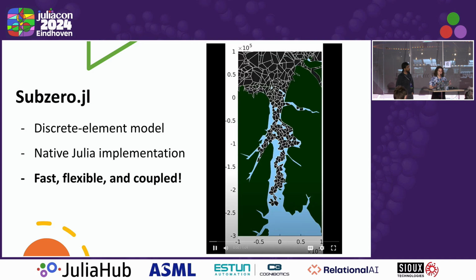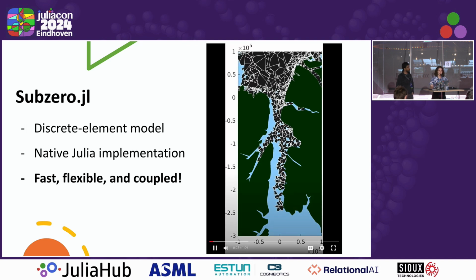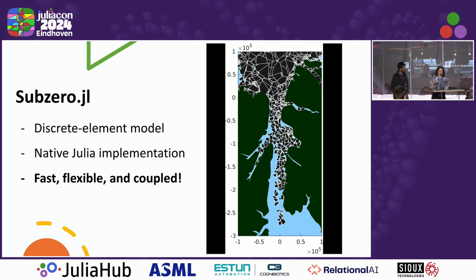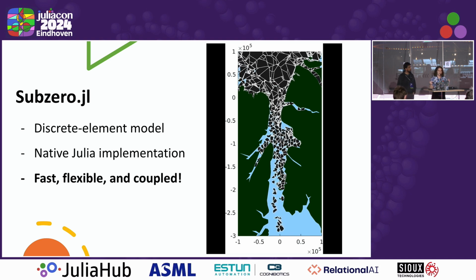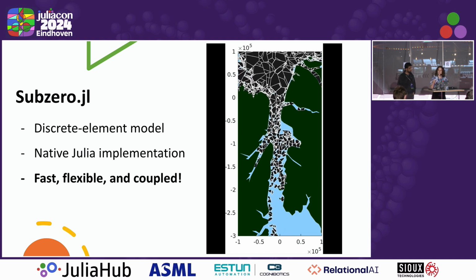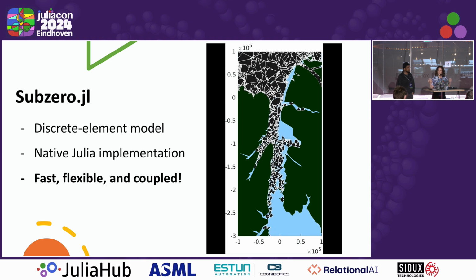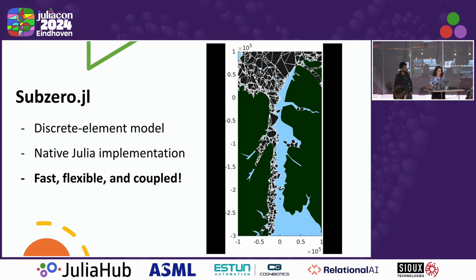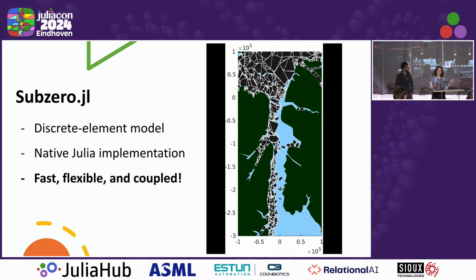And so that's where Subzero comes in. This is a discrete element model. Basically each individual piece of ice is represented as a polygon, and we model all their individual interactions and are able to have things like breakage and combination of different floes. And so we have a native Julia implementation, and we're going to be talking today about how it's fast, flexible, and coupled.